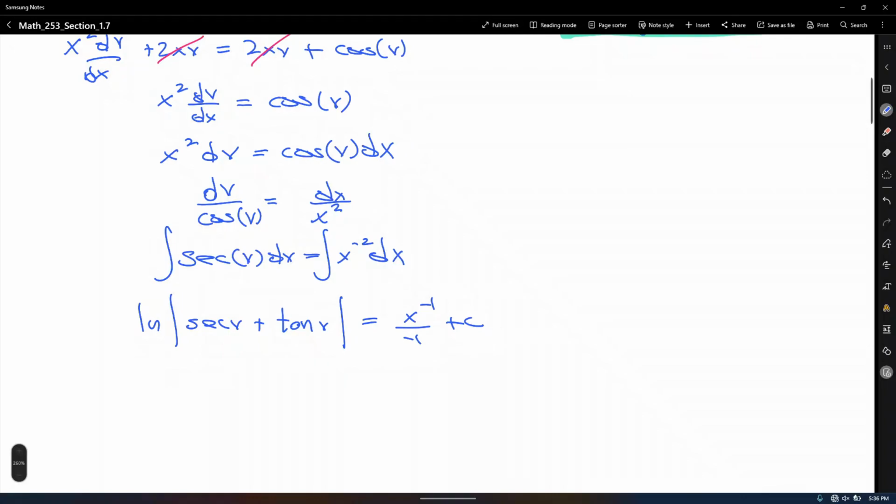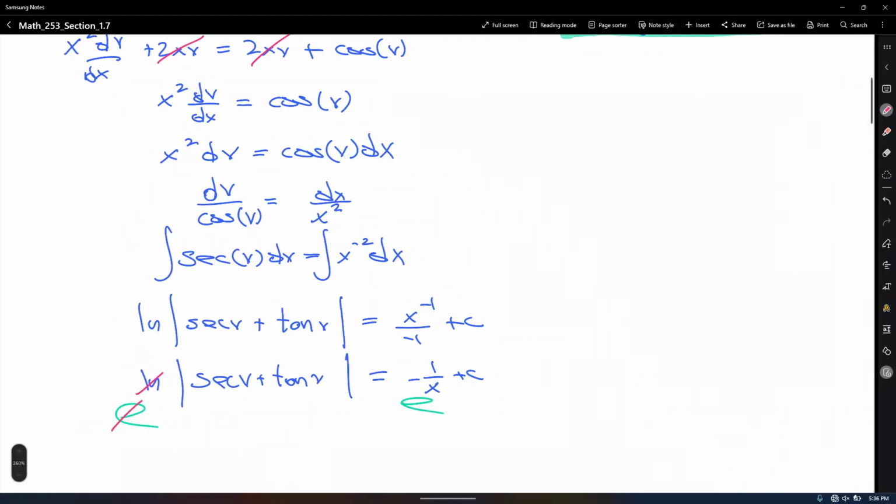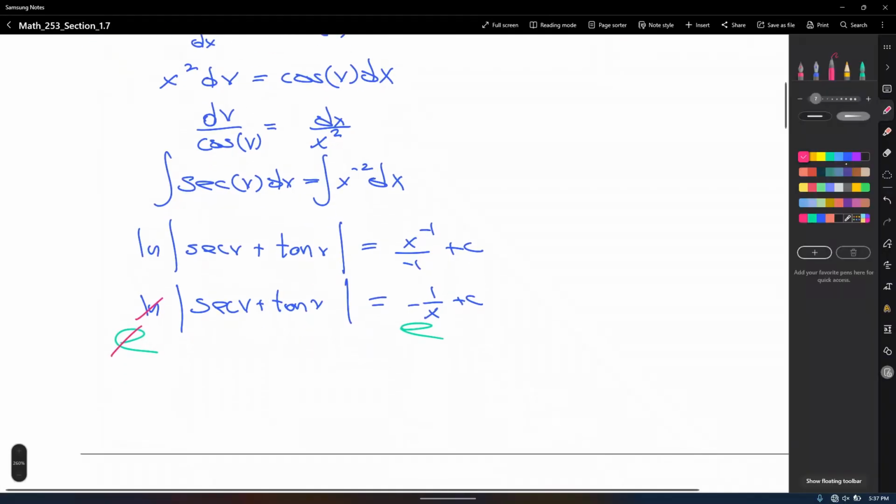Okay, so let me fix some powers right here. Negative 1 over x plus c, ln of secant v plus tangent v. Well, let's get rid of the ln by exponentiating. Okay. Now again, this is the same.